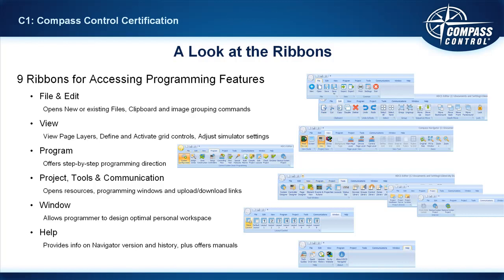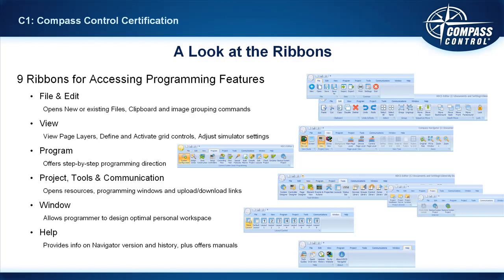Now there's a number of ribbons across the top, and the first two are File and Edit. They're pretty straightforward. File allows you to open new or existing files. Under Edit, then, you can use the Windows-style clipboard functions, and all the keyboard shortcuts work. You know, Control-C to copy, Control-V to paste, Control-Z for undo, that kind of stuff, as well as image grouping commands in there. Under View are a number of things. You can view the different page layers, you can define and activate grid controls, and you can adjust the simulator settings. Most of these commands are also available at that toolbar at the bottom.